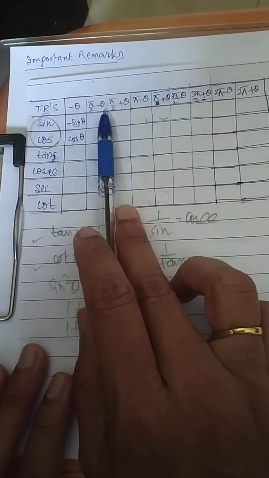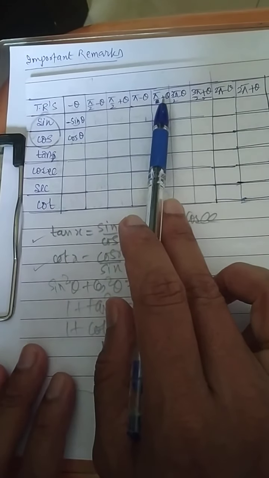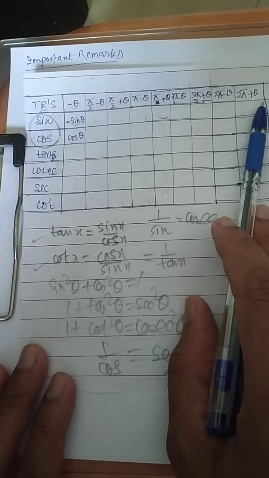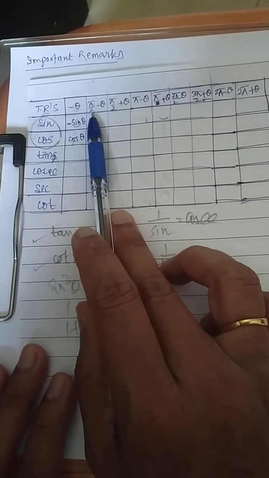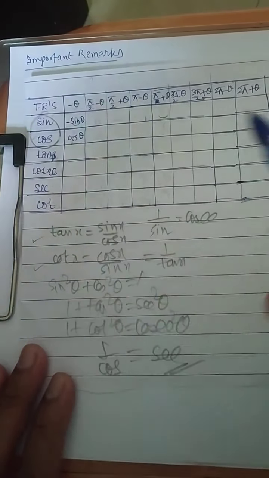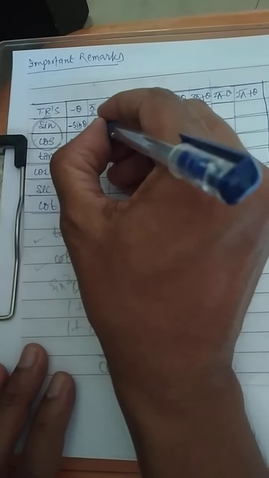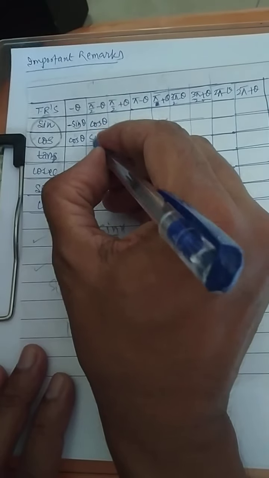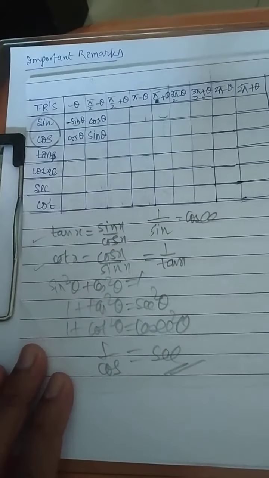What is pi by 2 minus theta, pi by 2 plus theta, pi minus theta, pi plus theta, and so on up to 2 pi. Maybe complementary. Pi by 2 means 90. Sin of 90 minus theta, you are aware it will be cos theta, and cos of 90 minus theta here you are getting as sin theta.